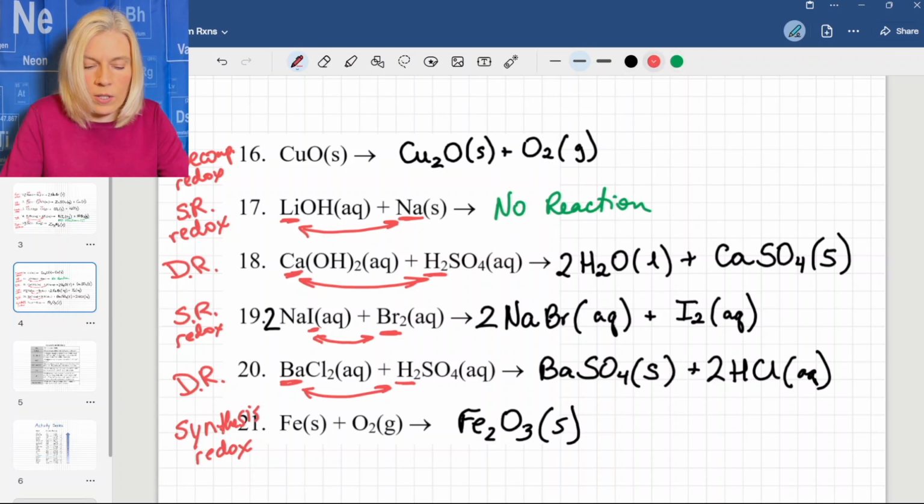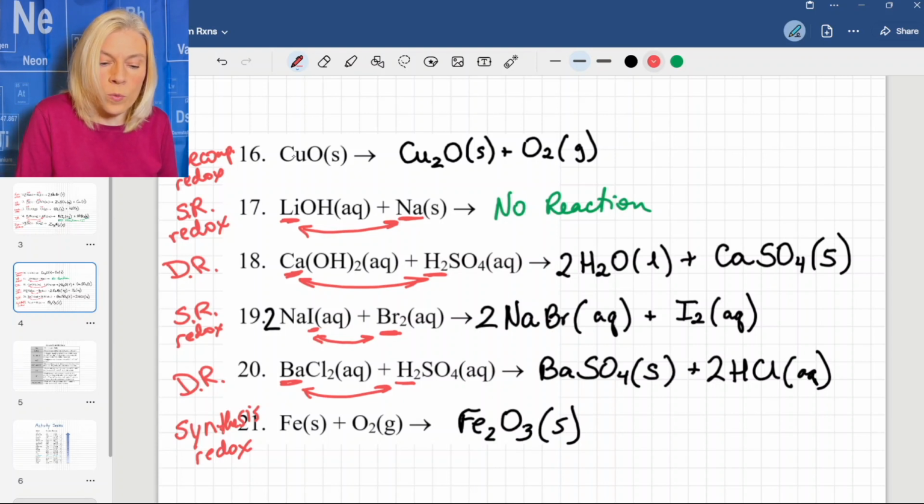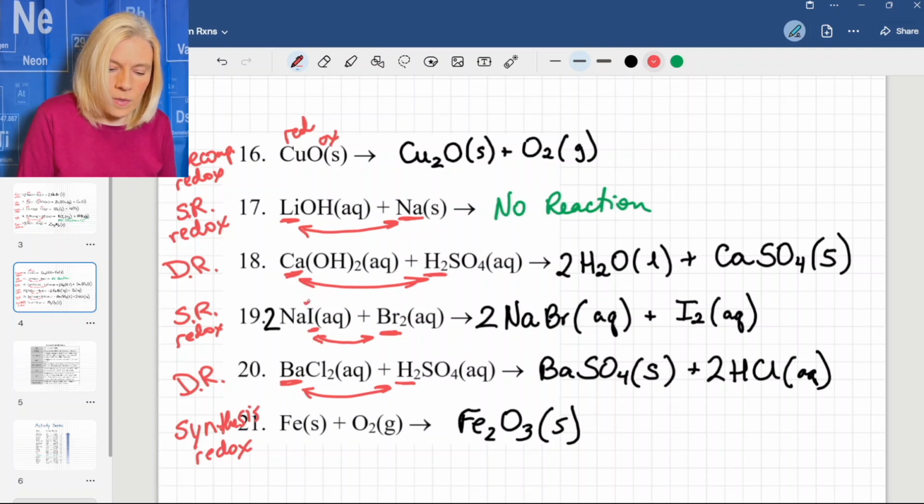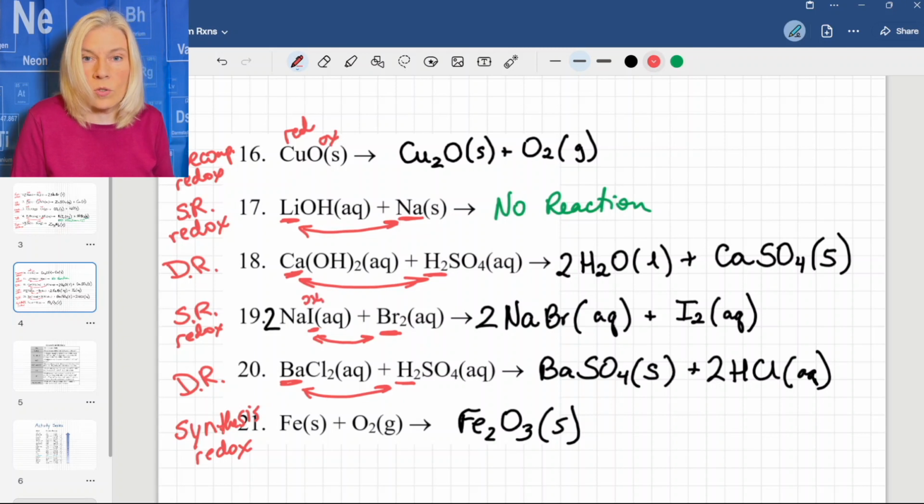What was oxidized, what was reduced for our redox reactions? Well, here copper went from 2 plus to 1 plus. So copper had to then gain electrons. It was reduced. Oxygen was oxidized. It went from -2 to neutral, so it lost electrons. So here we have no reactions, the double replacement, never redox. Number 19, what's going on? Iodine was negative charge when it went to neutral, so it lost electrons. So it's oxidized, and bromine is neutral, gained electrons to become negatively charged, reduced.